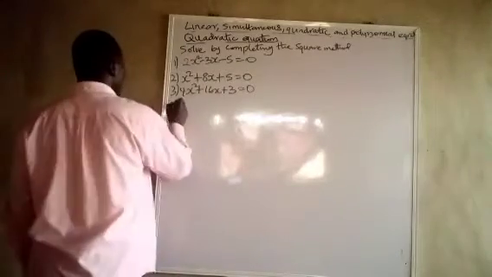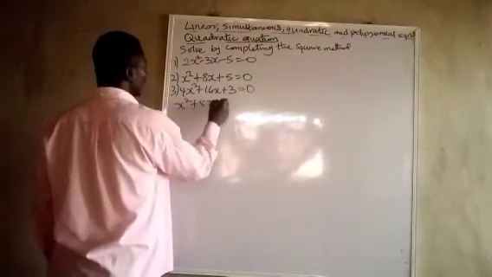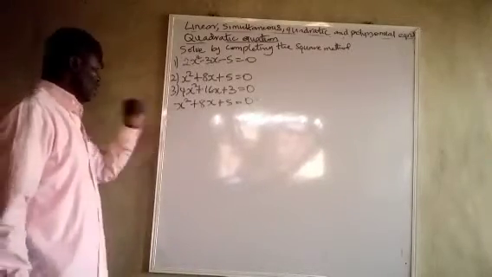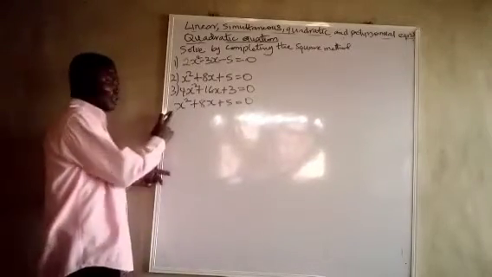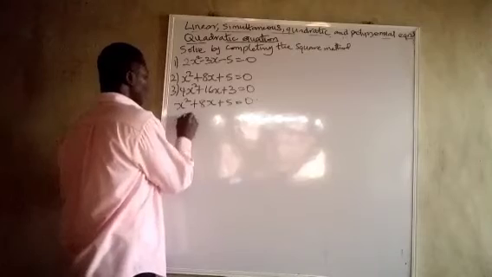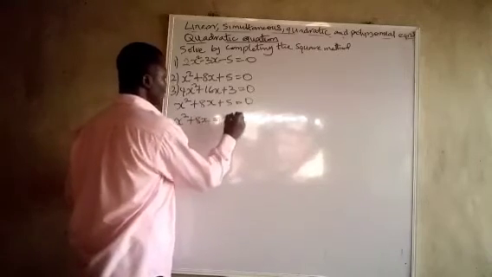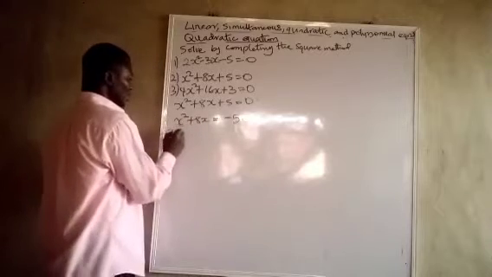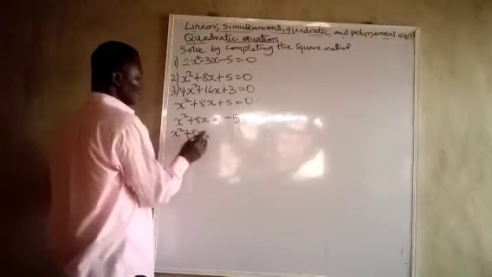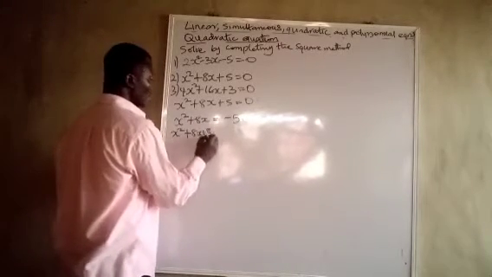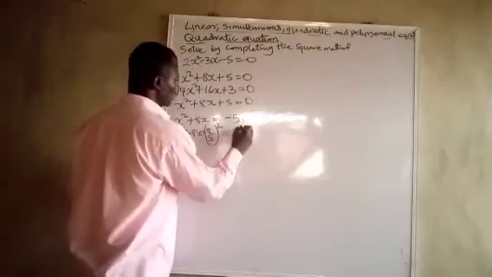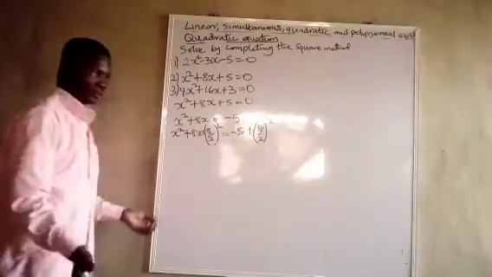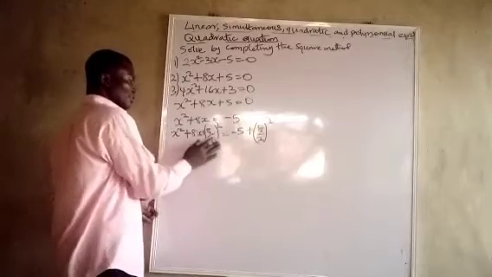Now the next one is x squared plus 8x plus 5 equals 0. In this instance, our coefficient for x squared is 1, so very easy to do. You can now say x squared plus 8x is equal to minus 5. Then let's complete the square. We have x squared plus 8x. What do we add to it? (8 over 2) squared. It is equal to minus 5 plus (8 over 2) squared. We have to add it to both sides, you understand? So that the integrity of the equation will be maintained.